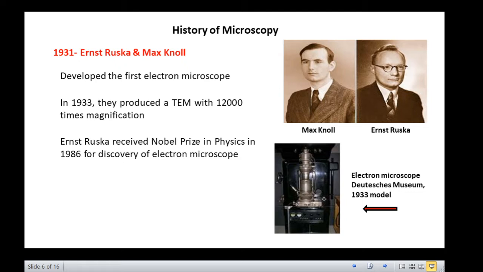You may wonder why only Ruska and not Knoll was awarded the Nobel Prize. Students, that is because Max Knoll died in 1969 and the Nobel Prize is not given posthumously ever.